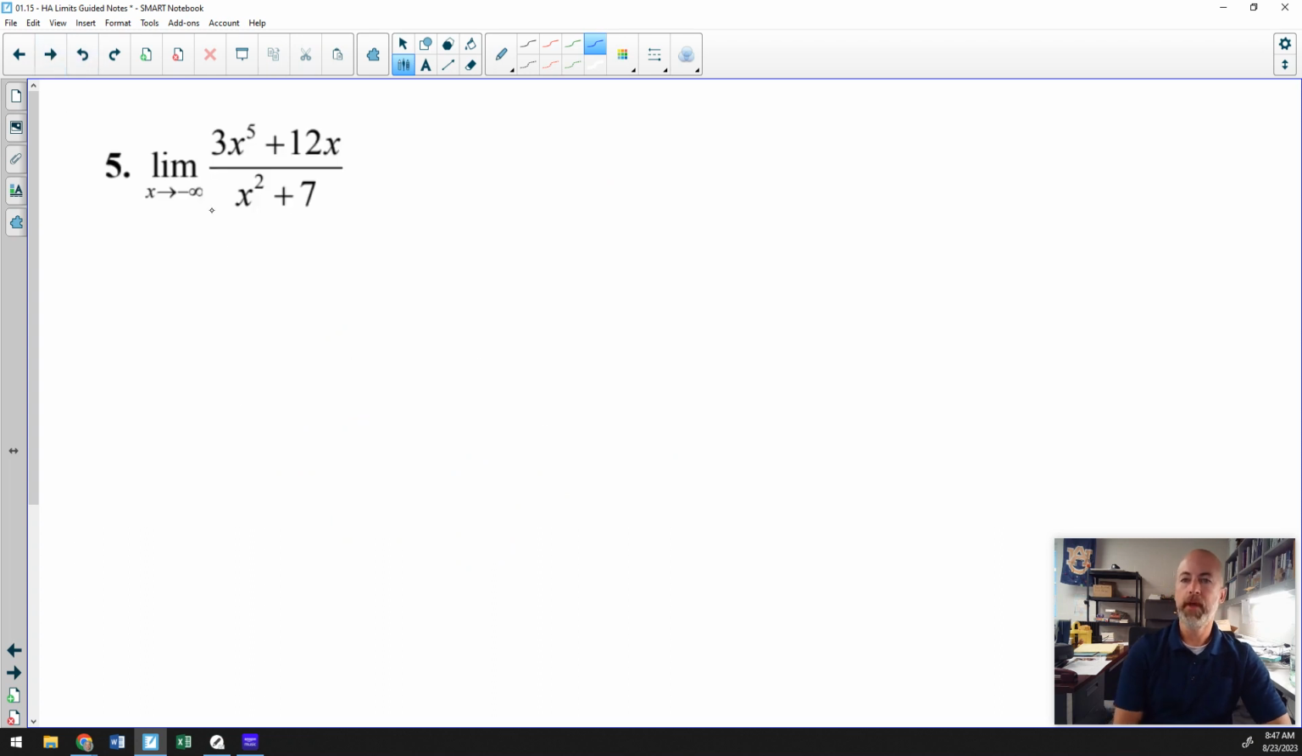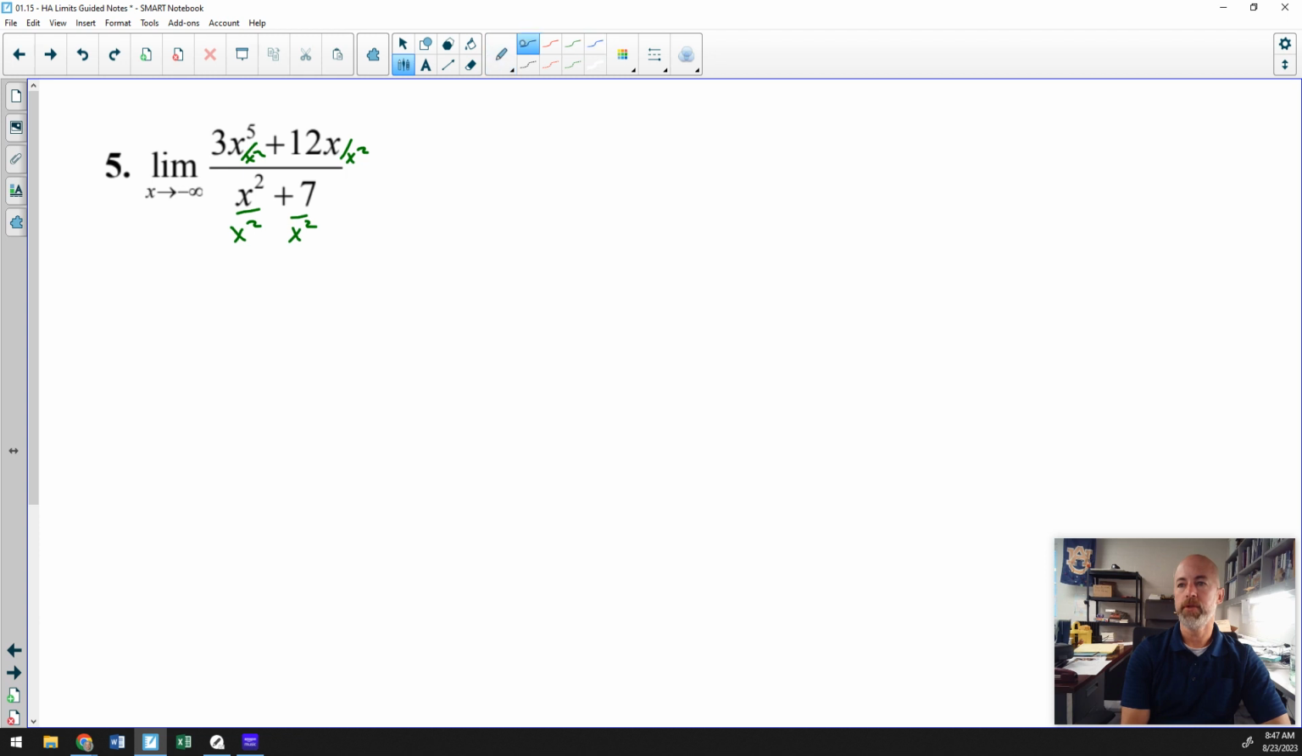Let's look at another one. So x is going to negative infinity. And this one is number 2, I believe. So if x is going to negative infinity, I'm going to divide by the high power of x in the denominator, which is x squared. So everything's going to get divided by x squared, and we will reduce each one of these fractions.